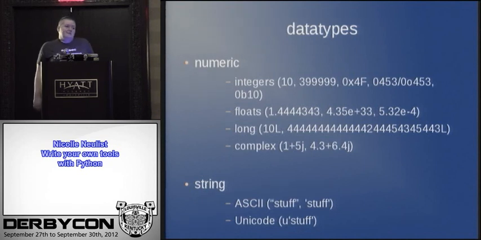It has all the data types that you'd expect from a computer language: integers, floats, long, complex. It uses J instead of little I for complex, but they work the same way as you may remember from high school algebra class. Don't know how much I remember from high school algebra class, but I sort of remember that. Strings are by default ASCII.